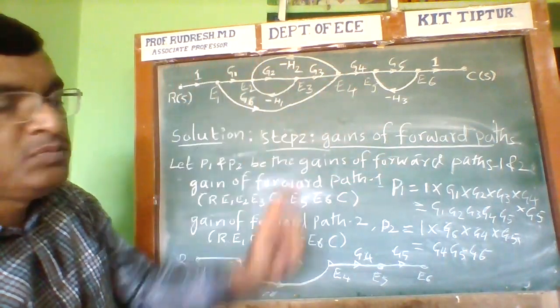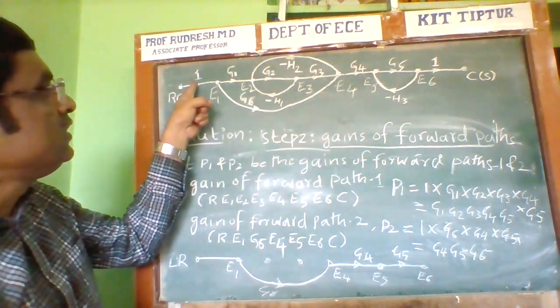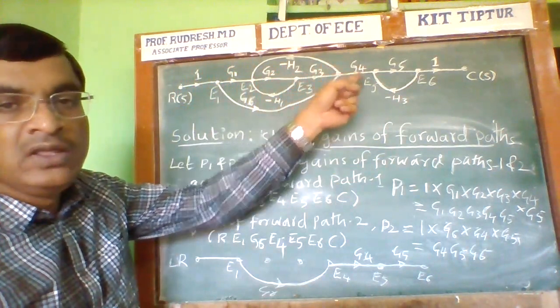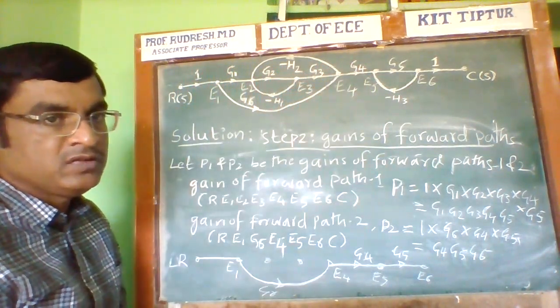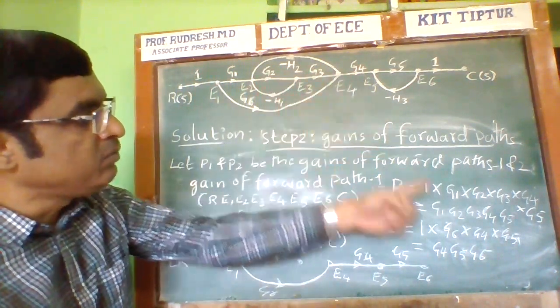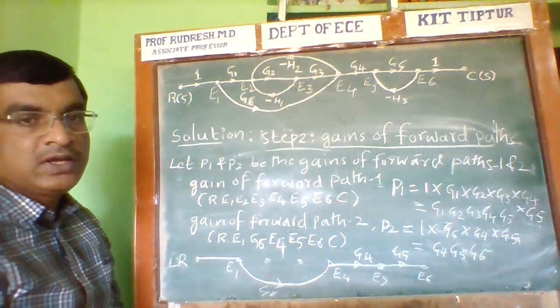In the branches, the gains, G1, G2, G3, are called the gains of the branches. Multiplying all of them together is called the forward path gain.